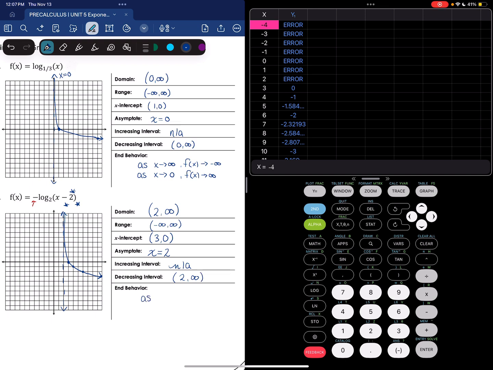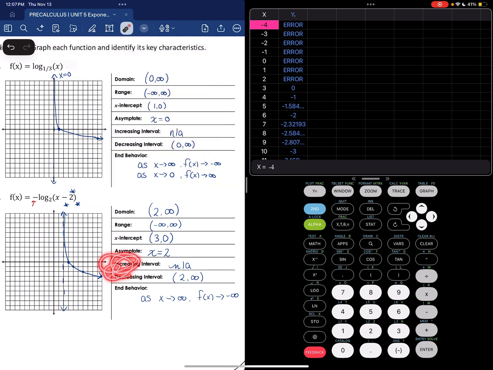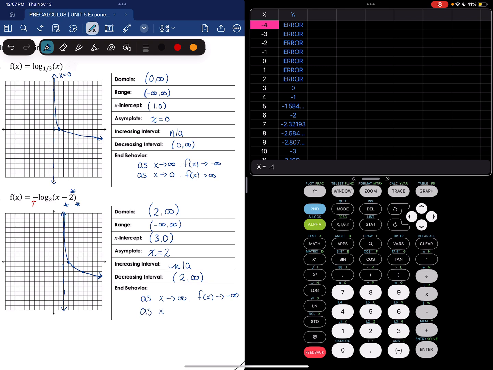And our end behavior, as x approaches infinity, this function is going to be approaching -infinity because over here, let me grab my tool so you guys can see. Over here, this is as x's are going to infinity, that's this direction, it's going down. Like you see there. And then in the other direction, as x is approaching our asymptote, which is where 2 is, the function is approaching infinity.